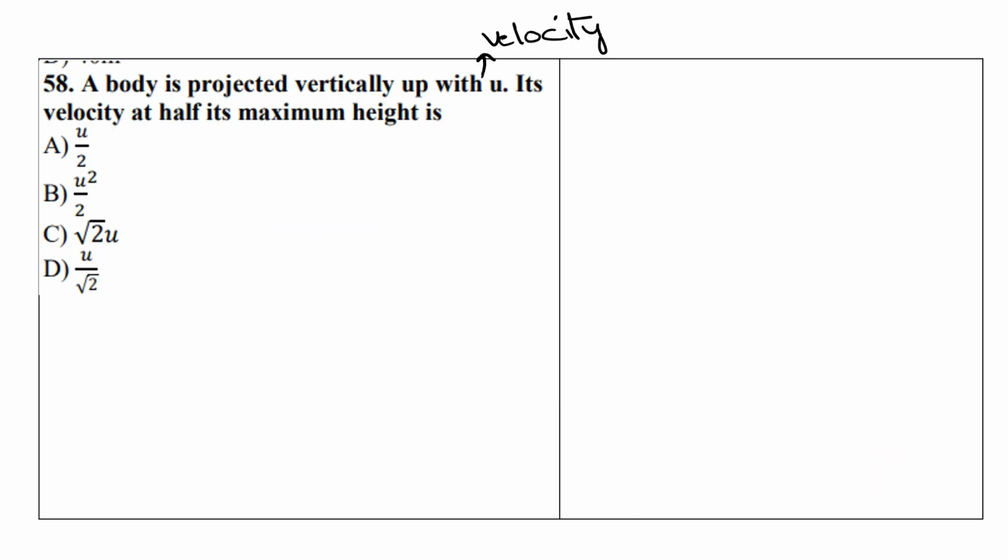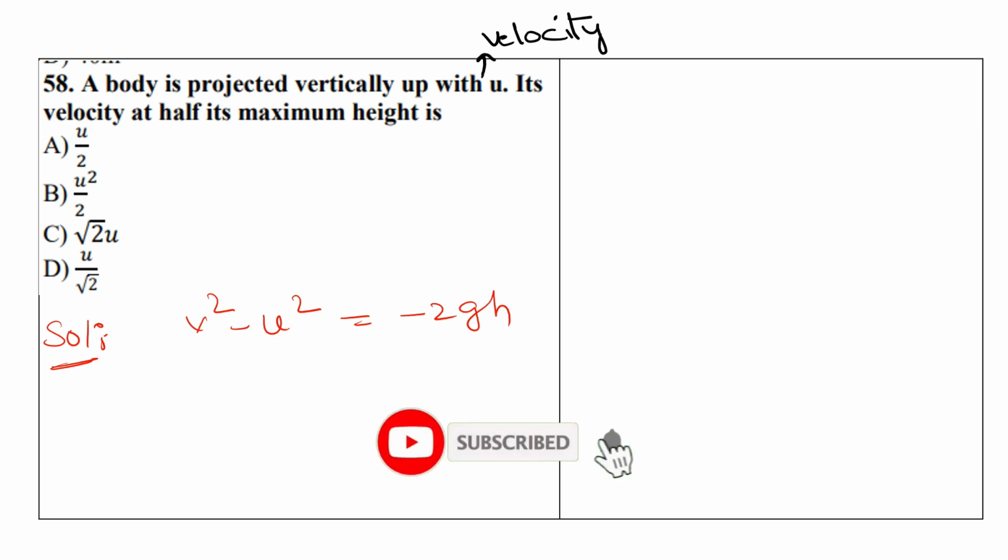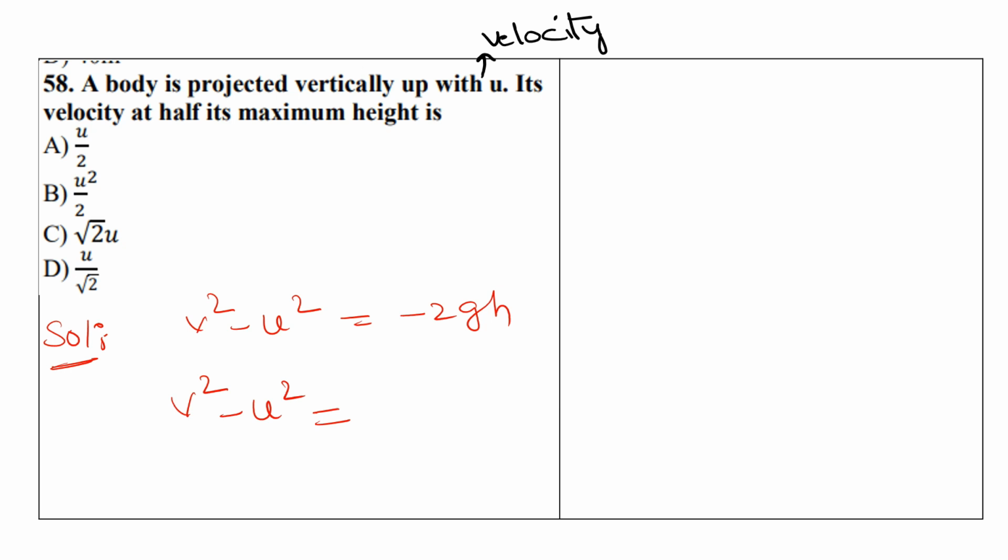A body is projected vertically up with velocity u. Its velocity at half of its maximum height is... Let us go to the solution. From the third equation of motion, v square minus u square is equal to minus 2gh. So from this, here h is equal to u square by 2g. So v square minus u square is equal to, for half of its maximum height, h can be written as h by 2.